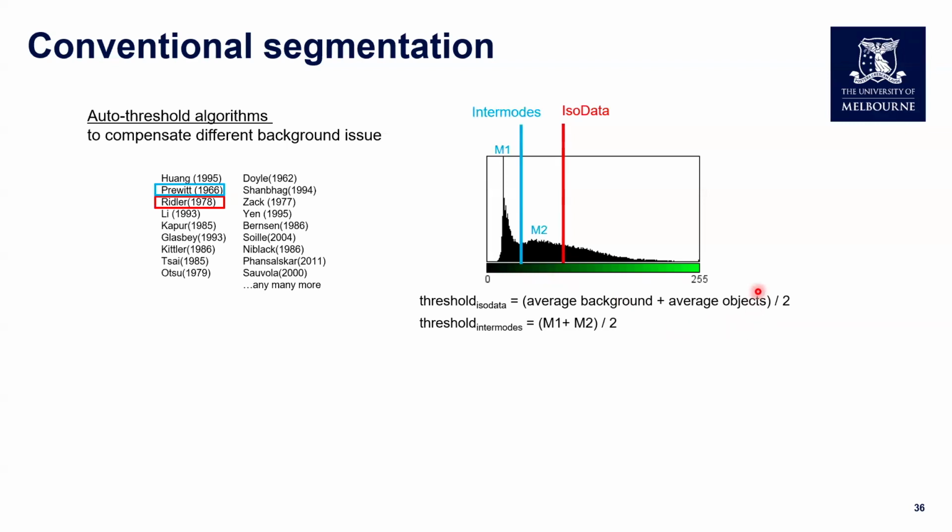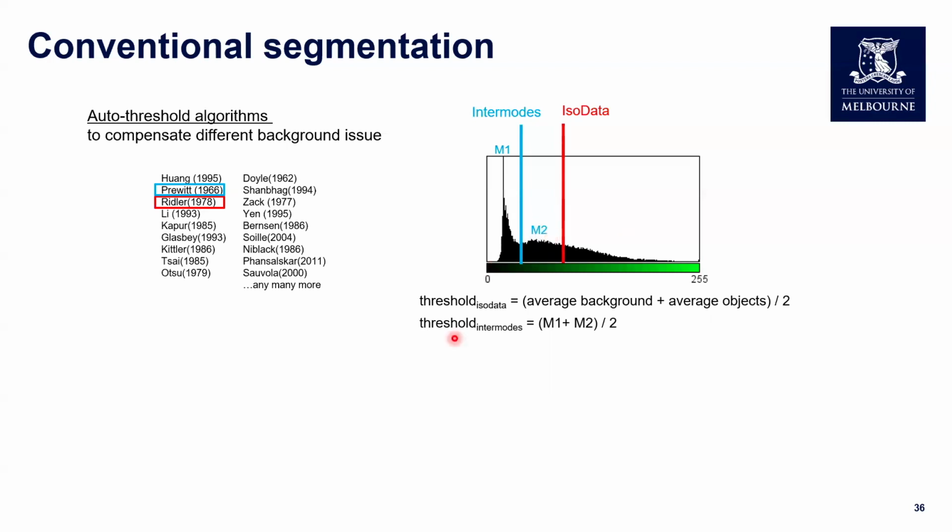Or another method published by Prewitt is called intermodes. This method always assumes the histogram to be bimodal, as you can see in here. It's trying to find the two local maxima here and there, and computes the midpoint of the two maxima. This method may work well in this example histogram because it's quite nicely bimodal, but it may not work if the histogram is broad and flat, or if the peaks are extremely unequal.